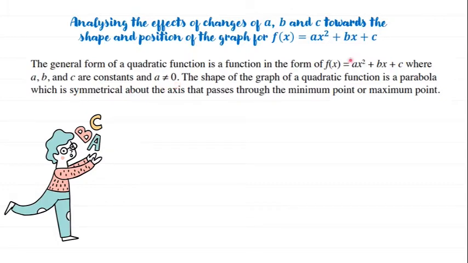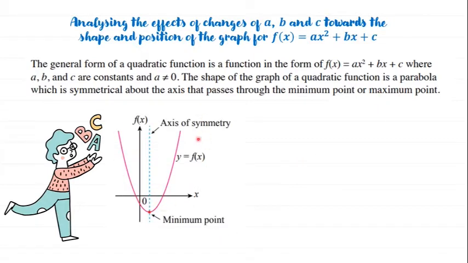If a here is 0, then it becomes 0 plus bx plus c, so the highest power is no longer 2. That's why it cannot be 0. The shape of the graph of a quadratic function is a parabola which is symmetrical about the axis that passes through the minimum point or maximum point.